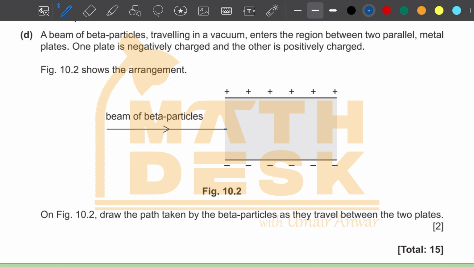So when the beta particles would enter the plate, they would make a curve like this, and they would be bent towards the positive plate. Since they carry negative charge and negative is repelled by the negative plate and attracted by the positive plate, they would be attracted towards the positive plate. So the question ends here with this part.